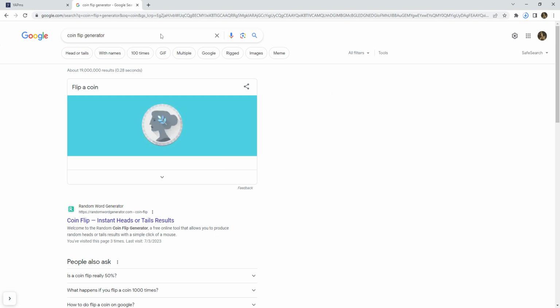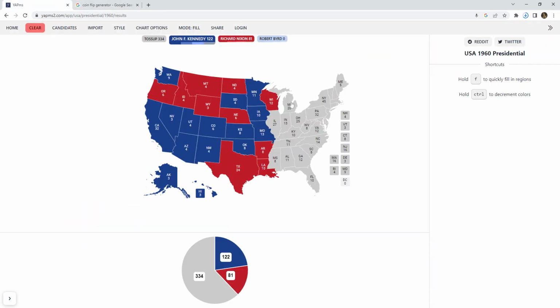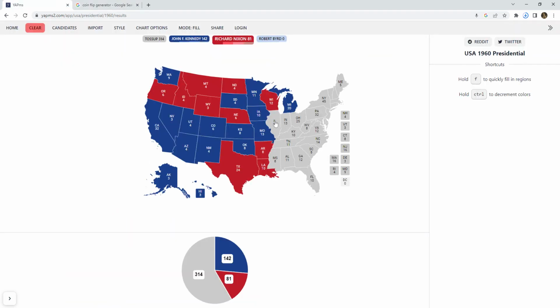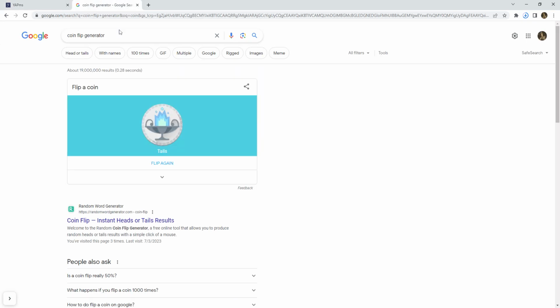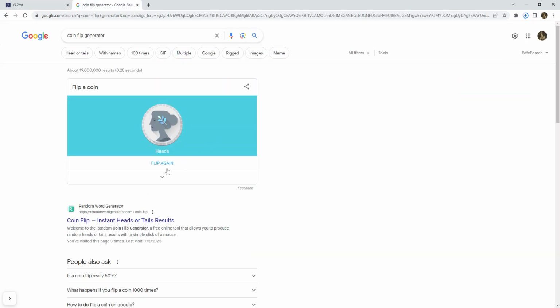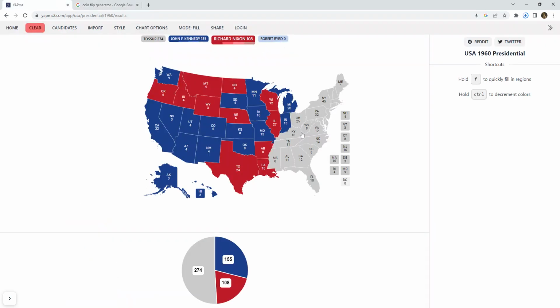And next is Michigan. Let's see if Nixon can sweep. And he will not. Kennedy takes Michigan. Next is the state of Illinois. That's going to go for Nixon. Next is the state of Indiana. That's going to go for Kennedy. Next is Ohio, a state that Nixon won in real life. And he will take it here as well. So Nixon's keeping it relatively close.